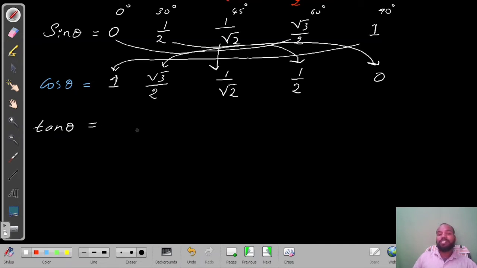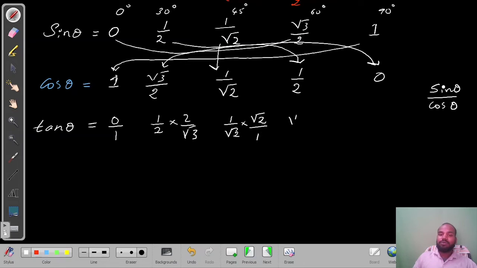We already know the tan formula. Tan formula is sine by cos, sine theta by cos theta, right? Now sine is above, cos is below, so you can directly write it down. Tan theta value is 0 by 1, and 1 by 2 into 2 by root 3. Next, 1 by root 2, 1 by root 2 into root 2 by 1.